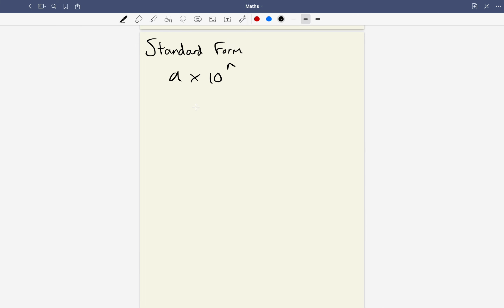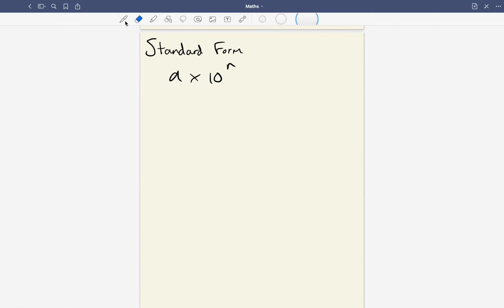So I guess a good way to explain it is, for example, if I've got 1 times 10, obviously that's 10, isn't it? And that's to the power of 1, because anything to the power of 1 is just a normal number. So if I've got 1 times 10 to the power of 2, I've got 1 times 10 squared. 10 squared is 100, so I've got 1 times 100, which is 100. Okay?